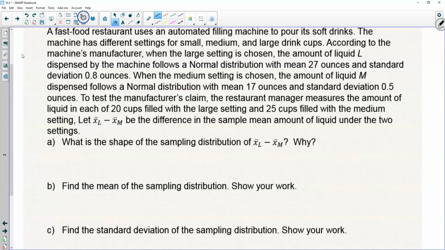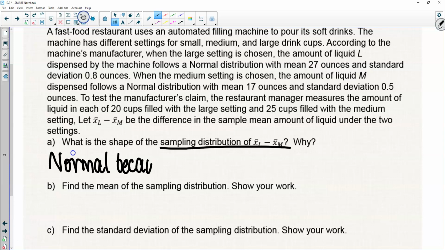To test the manufacturer's claim, the restaurant manager measures the amount of liquid in each of the 20 cups filled with the large setting, and 25 cups filled with the medium setting. Let x bar L minus x bar M be the difference in the sample mean amount of liquid under the two settings. What is the shape? The sampling distribution of x bar L minus x bar M is normal because both populations are normal, which was stated in the question.